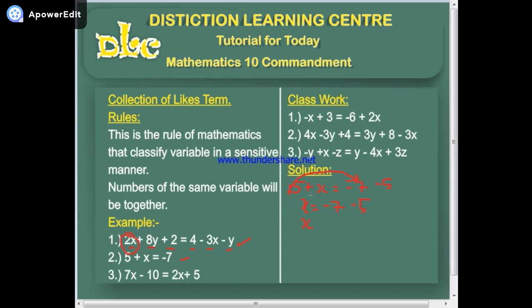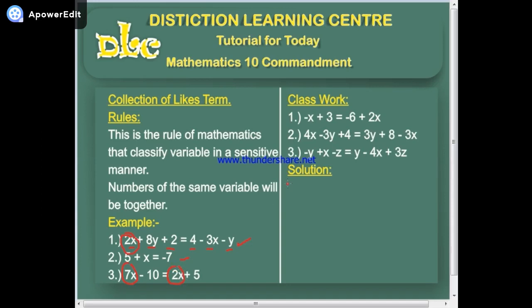So now let's move to the third example. Now the third example is 7x minus 10. Now if you look at the question very well, you see that this plus 7 has the same attribute with the 2x. So definitely we are going to gather both variables together.